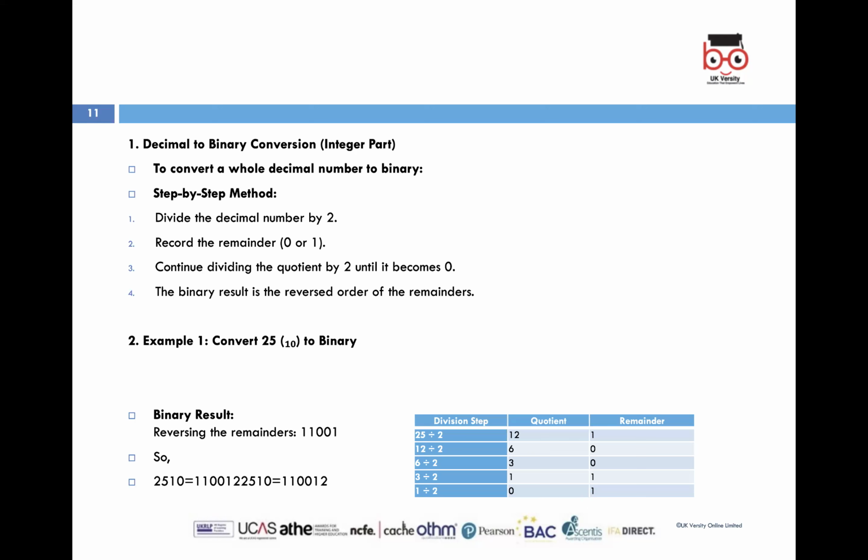If you look at the table, 25 divided by 2 is 12 remainder 1. 12 divided by 2 is 6 remainder 0. 6 divided by 2 is 3 remainder 0. 3 divided by 2 is 1 remainder 1. And 1 divided by 2 is 0 remainder 1. Then we reverse the remainders, meaning that the answer is 11001.